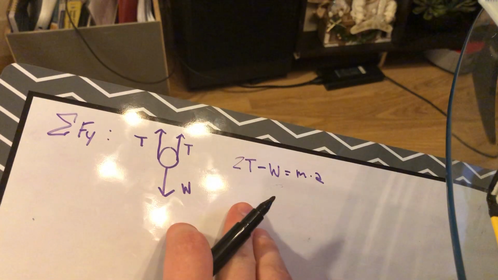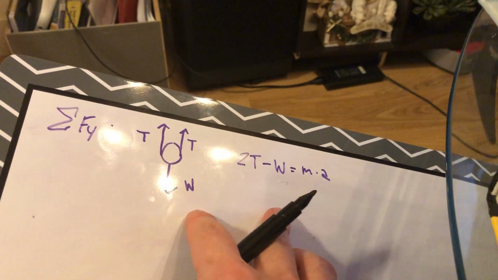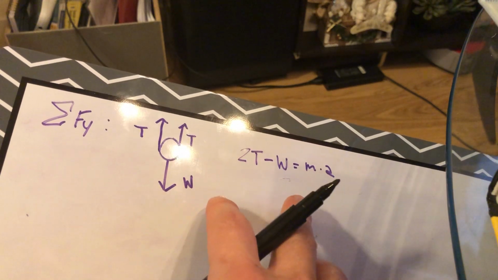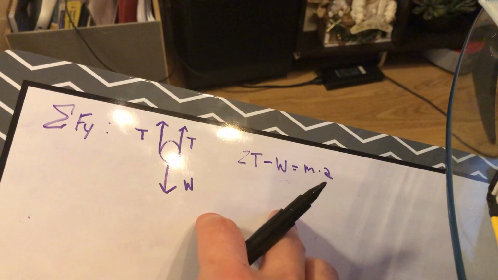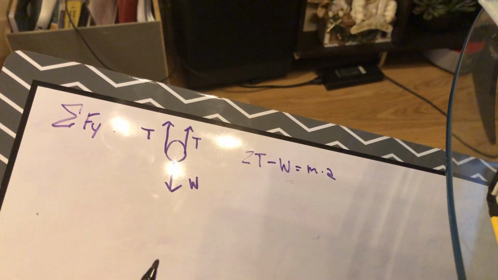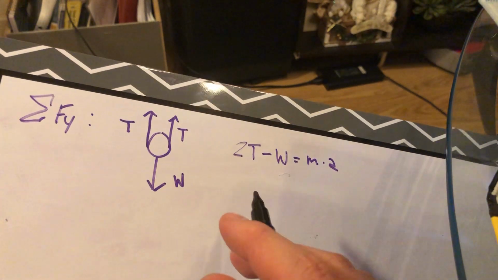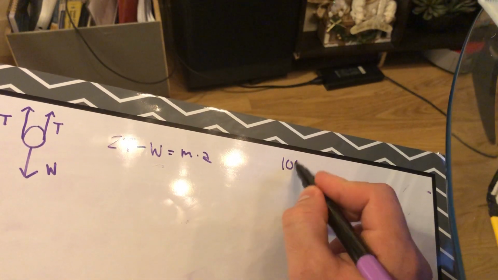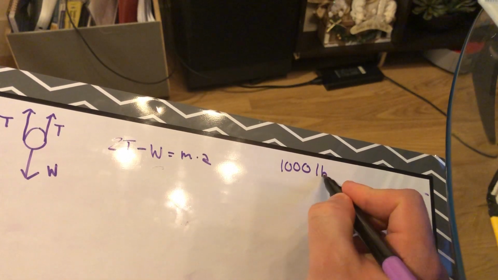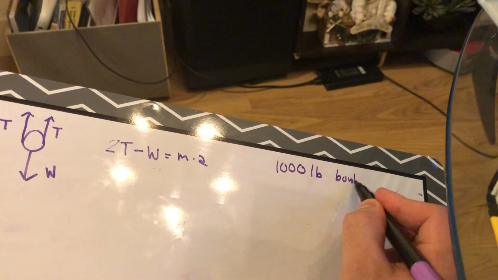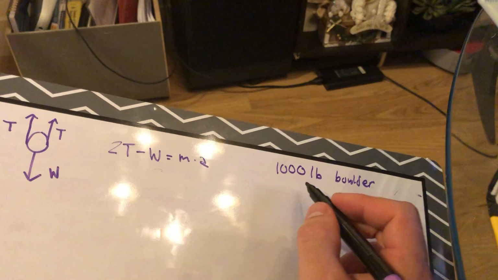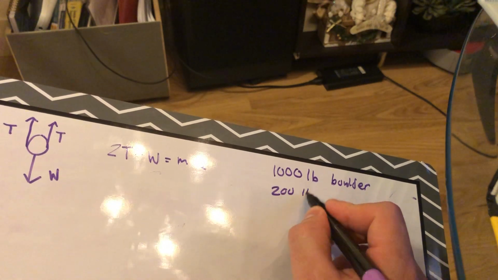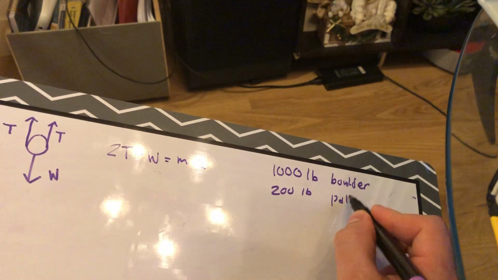Conceptually, does that make sense? We have weight moving up, so the tension minus the weight equals MA. So, cool. Conceptually that makes sense. We have a 100-pound boulder and a 200-pound pallet.